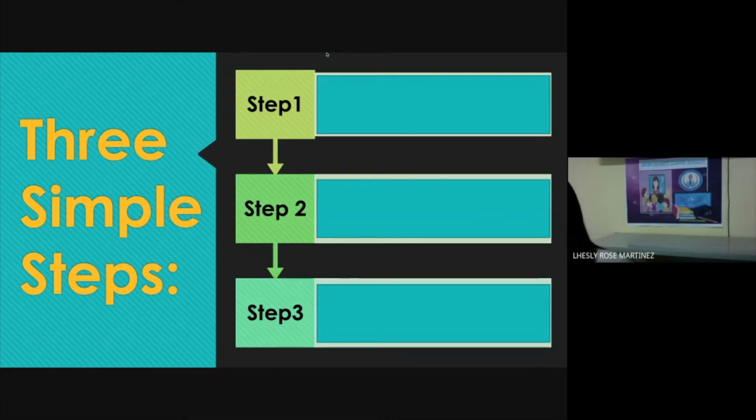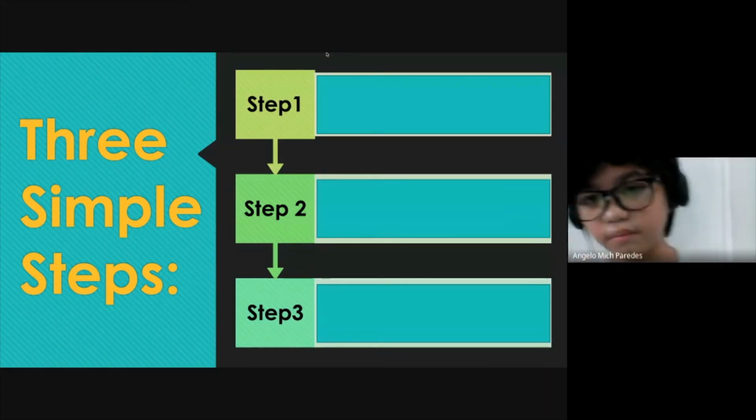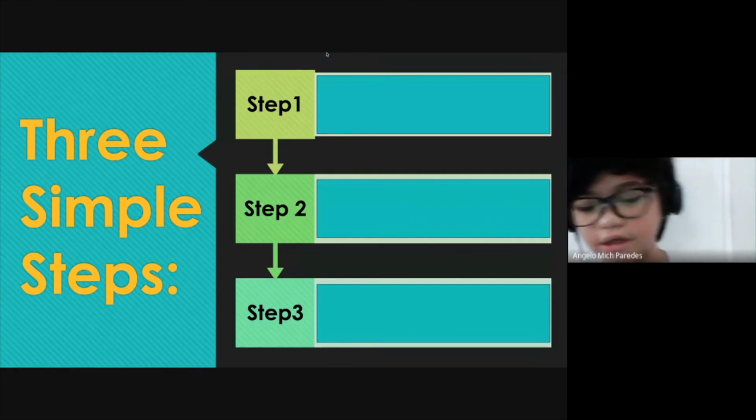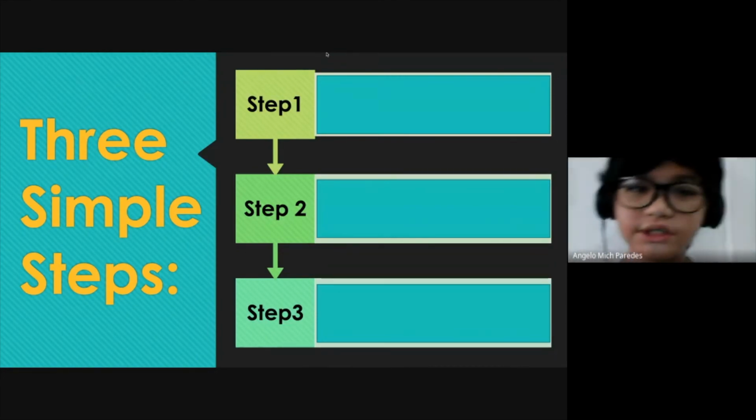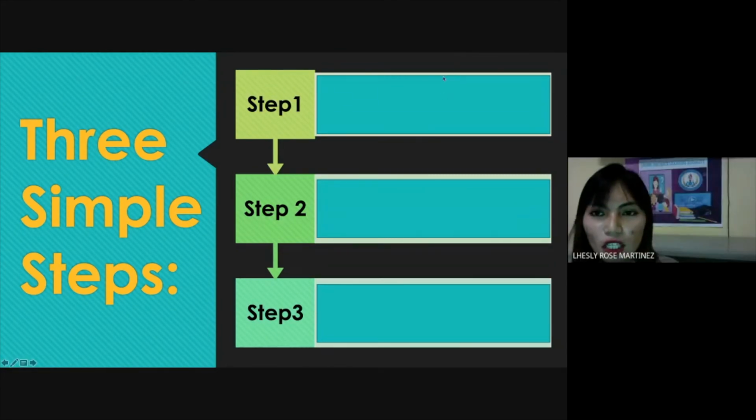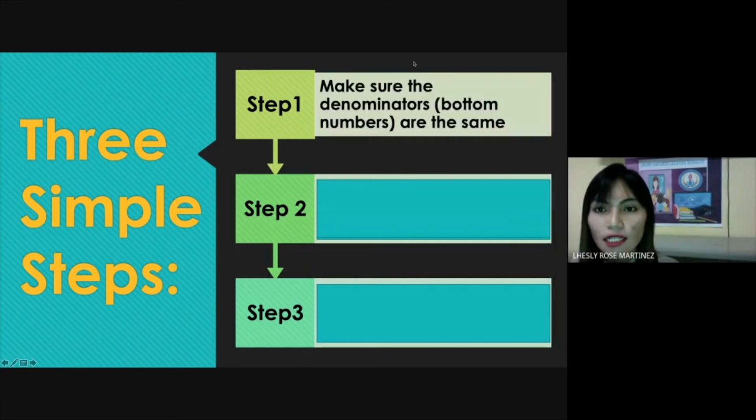Angelo, do you have an answer? Make sure the denominators are the same. If not, find the LCD. Okay, very good. So that is step 1. Make sure the denominators are the same; if the fractions are not similar fractions, you need to find the LCD.